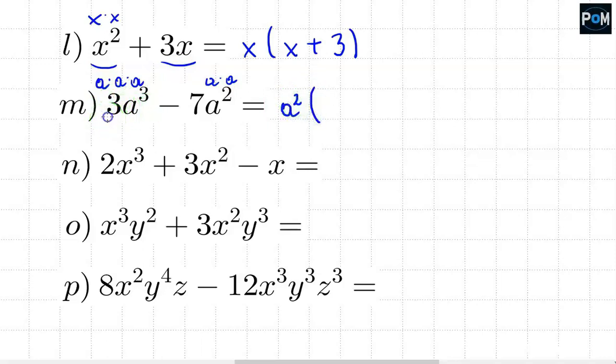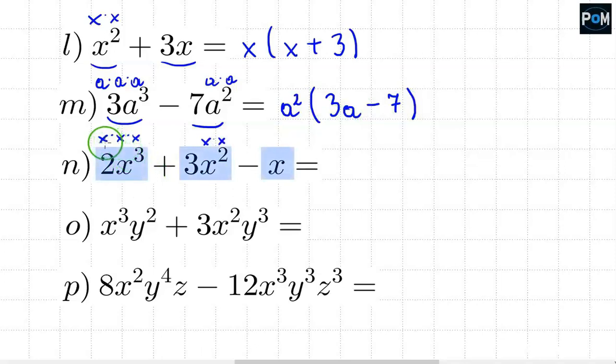From this first piece, we're definitely left with 3, and out of these 3 a's, we took 2, so we have 1a left, and in the second piece, we definitely have a 7 left. And there were 2 a's, but we took both out of the brackets, so no need for any a's here anymore. End of example.